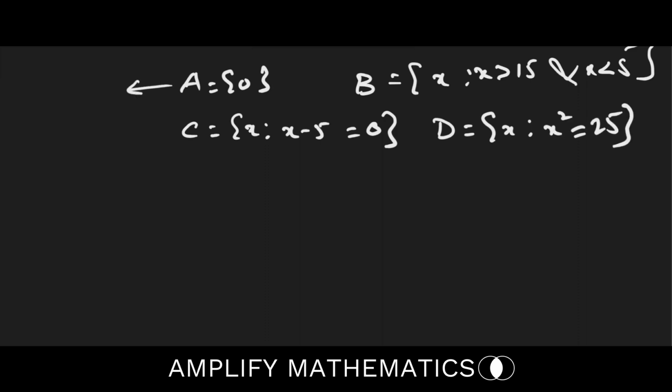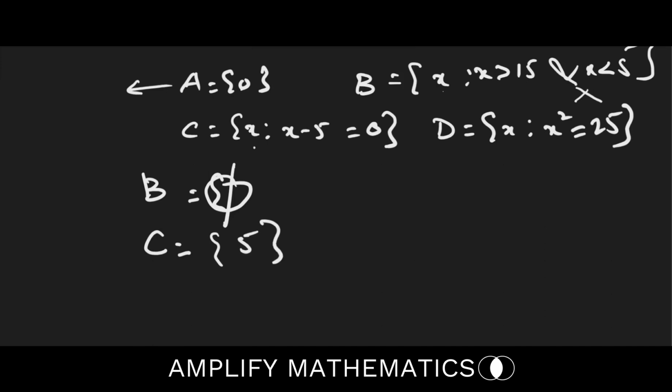तो अगर मैं इसको रिप्रेजेंट करूं, इसके एलिमेंट्स को देखूं तो 0 is the only element. B को अगर मैं सिंप्लीफाई करती हूं तो I will get all such x such that x is greater than 15 and x is less than 5. Is that possible? No, there's no number which is both less than 5 and greater than 15. ऐसा कोई नंबर नहीं है. So B is basically an empty set. And C को अगर मैं simplify करूं, all such x such that x minus 5 is 0, so this is basically 5. The only element is 5. And D is all such x such that x square is 25. तो इसमें दो numbers आएंगे, दो integers आएंगे, -5 and +5.